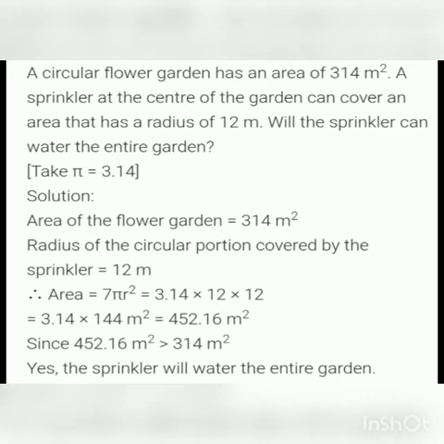Here we just found the area made by the sprinkler. That sprinkler is watering this garden in a circular shape, and the radius of that shape is given. From that data we are finding the area covered by the sprinkler. So we found that the area is greater than the area of the flower garden. So we can say that it waters the garden fully.